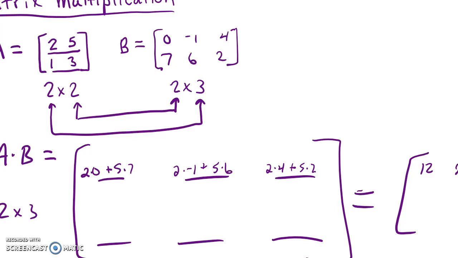All right, and now we're moving on to the bottom row. So now we're going to actually use the bottom row of the first matrix. Now we're doing 1, 3 times all 3 columns. It's very much like distribution. You just multiply times each set. So 1 times 0 and 3 times 7. 1 times negative 1 and 3 times 6. And 1 times 4 and 3 times 2. So the bottom row will be 21, 17, and 10.